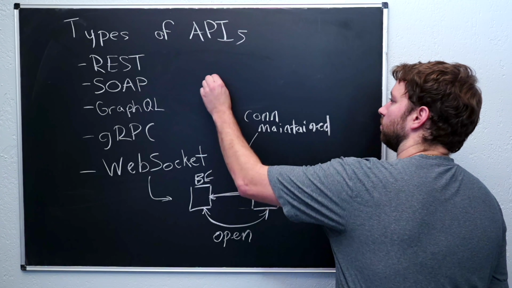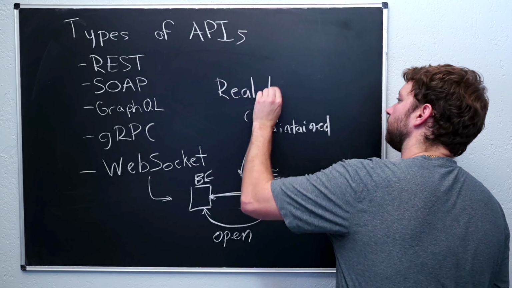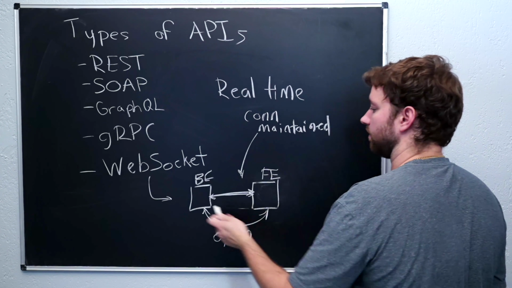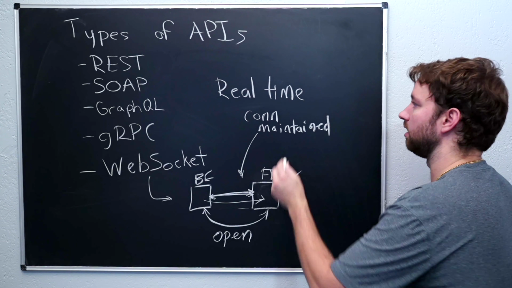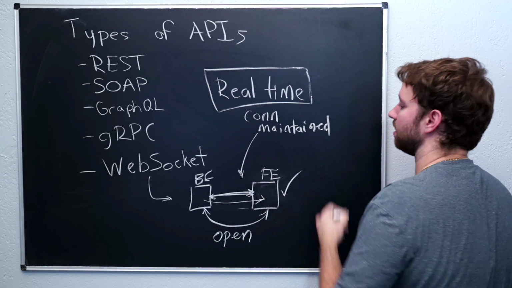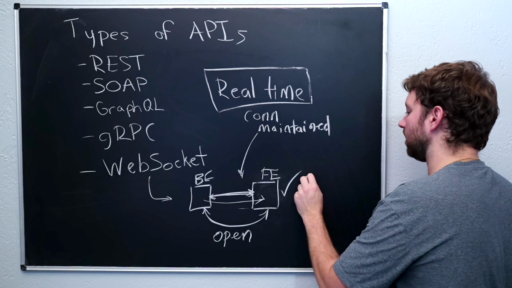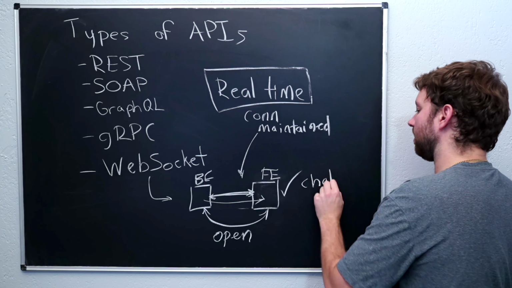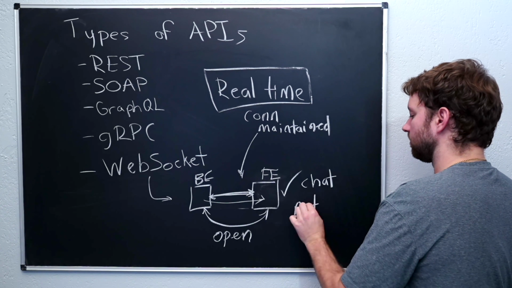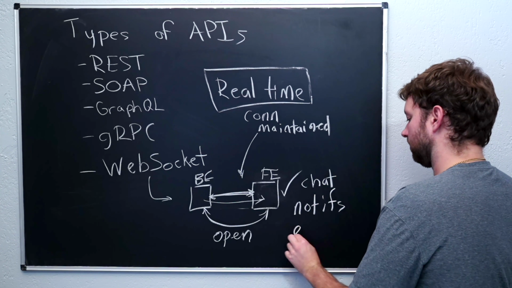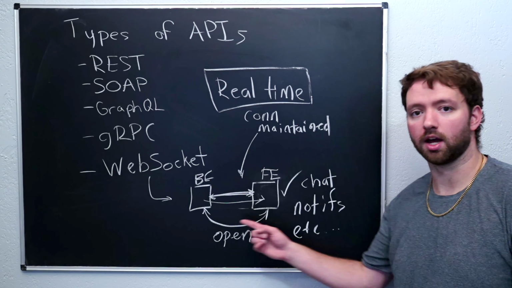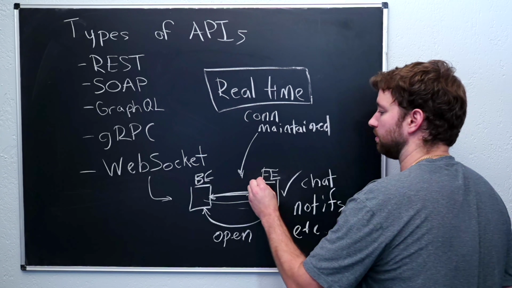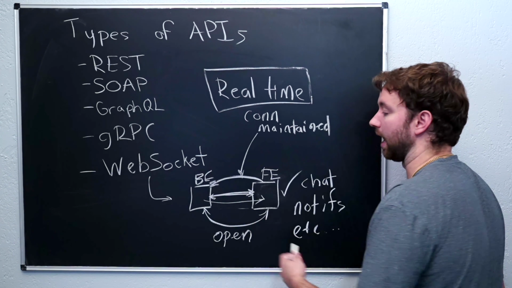This is really common for real-time applications. So if something happens on the back end and we need to immediately tell the front end, then you could say this is a real-time app. For example, a communications app, such as chat or notifications, and so forth. Anything where the communication is initialized from the backend. But do keep in mind that the front end can also send data to the backend as well.